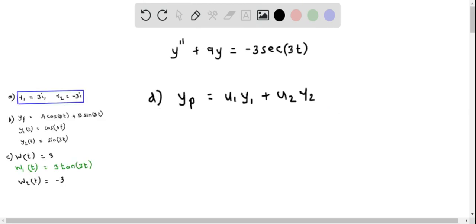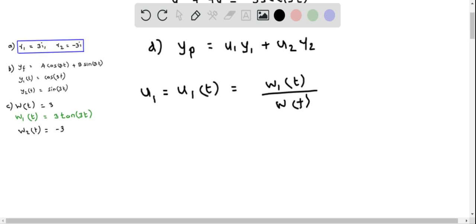In part D, we determine the particular solution to the non-homogeneous differential equation. That is, yp represents a particular solution, and this is given by u1 y1 plus u2 y2. So here we have to determine u1 and u2. We write u1 of t, and this equals W1 of t over W of t. This is the formula that we utilize to determine u1, and it's basically the quotient of these two Wronskians.